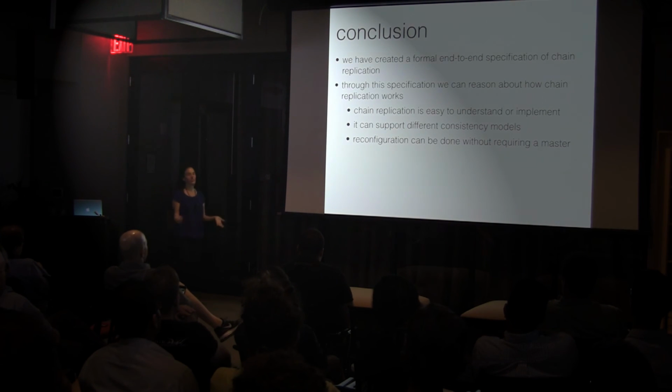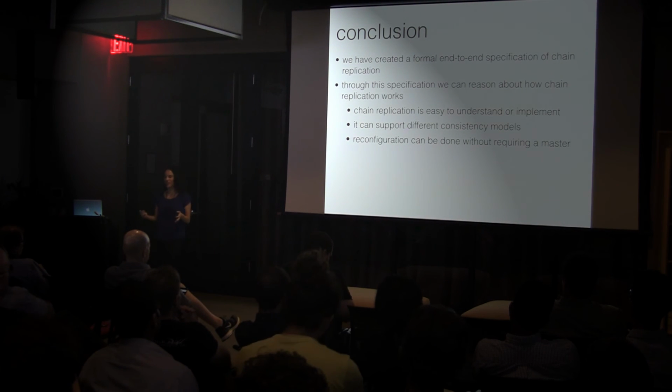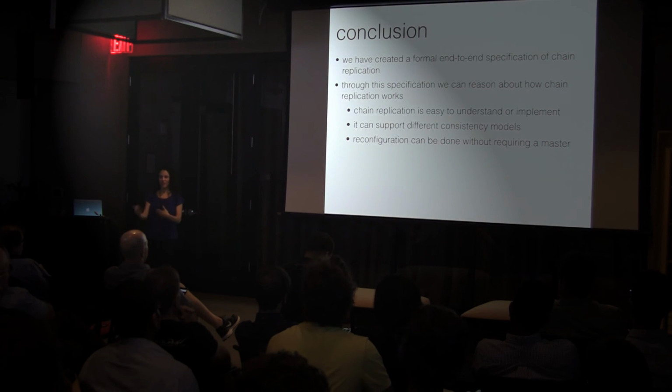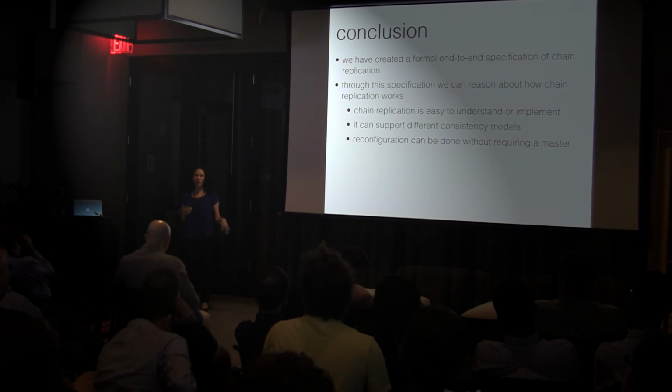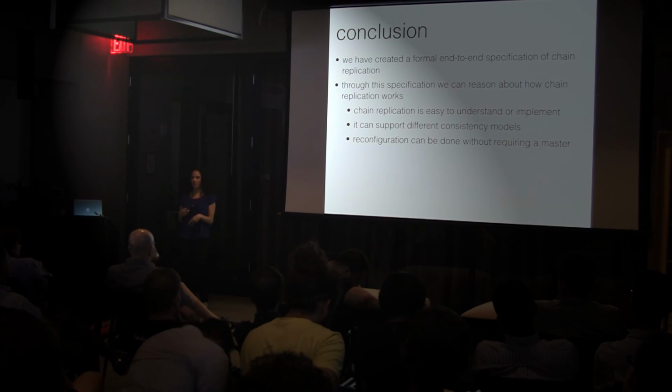So the conclusion is we have created a new and better kind of chain replication, and we also created a formal end-to-end specification, which is what I showed. And through this specification, we can reason about it really easily. It's very similar to code, so you can actually code it very simply too.